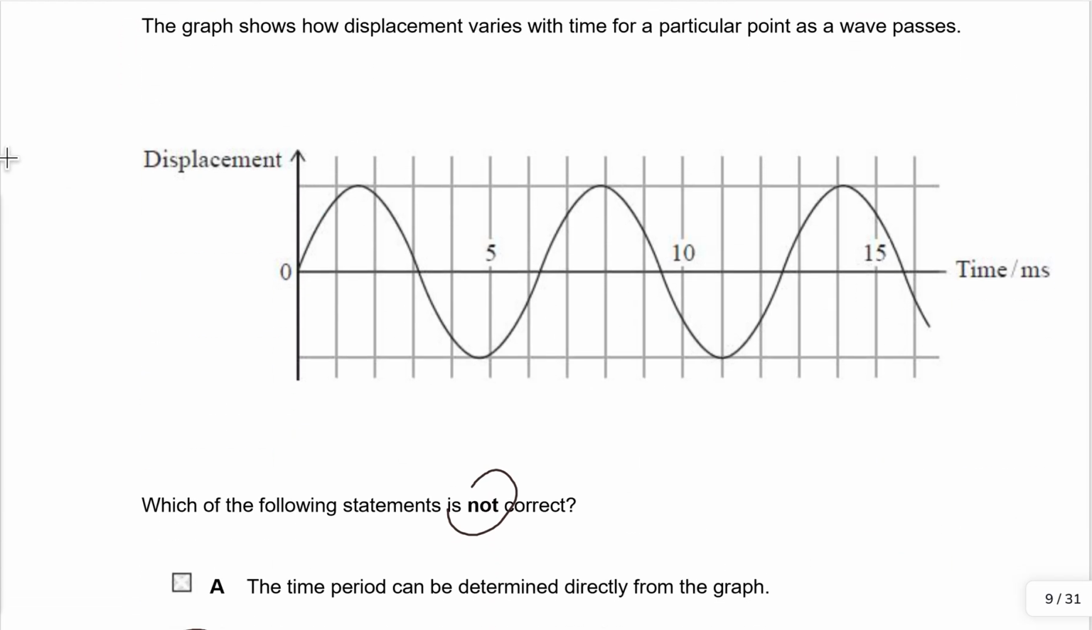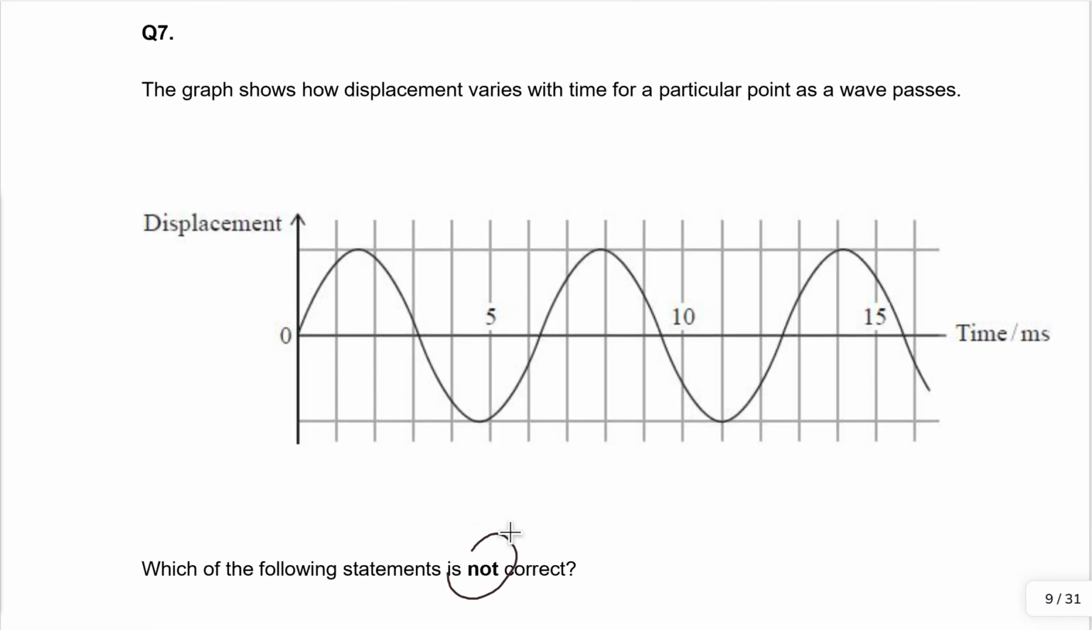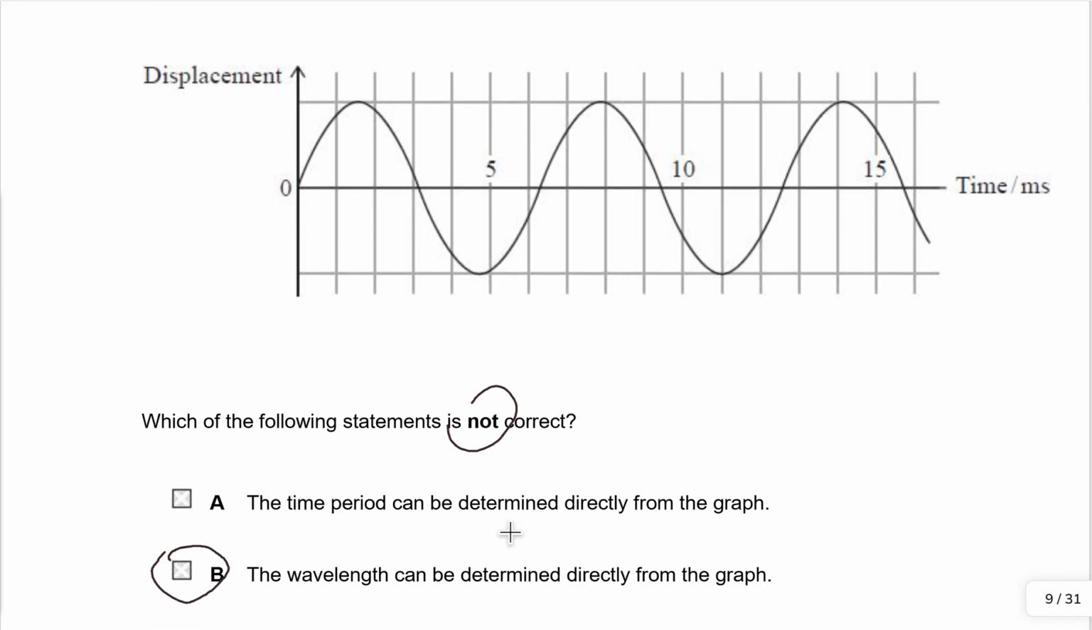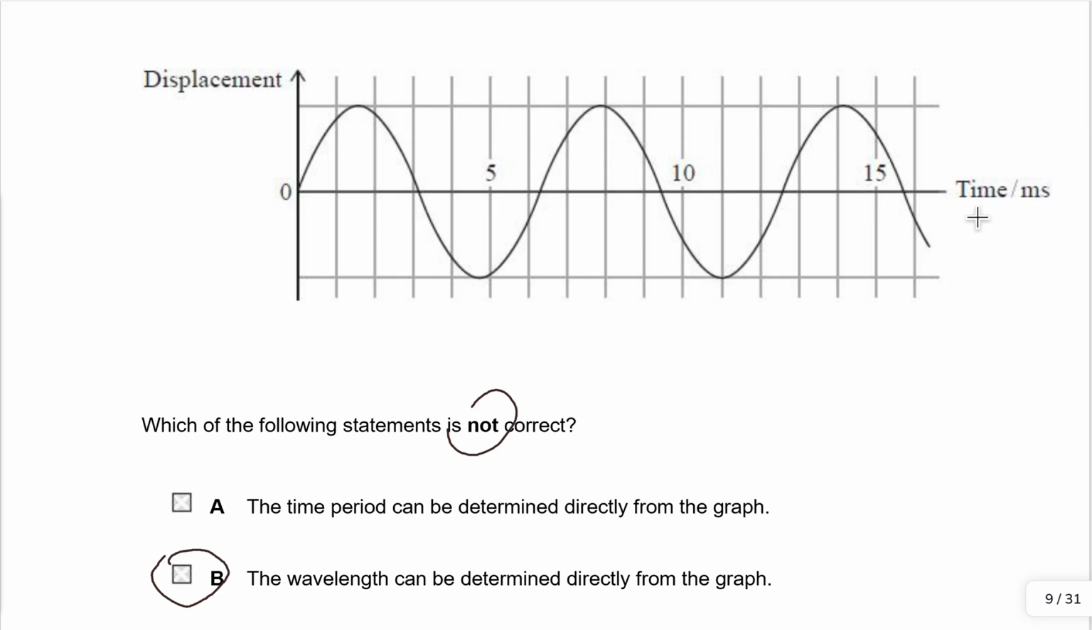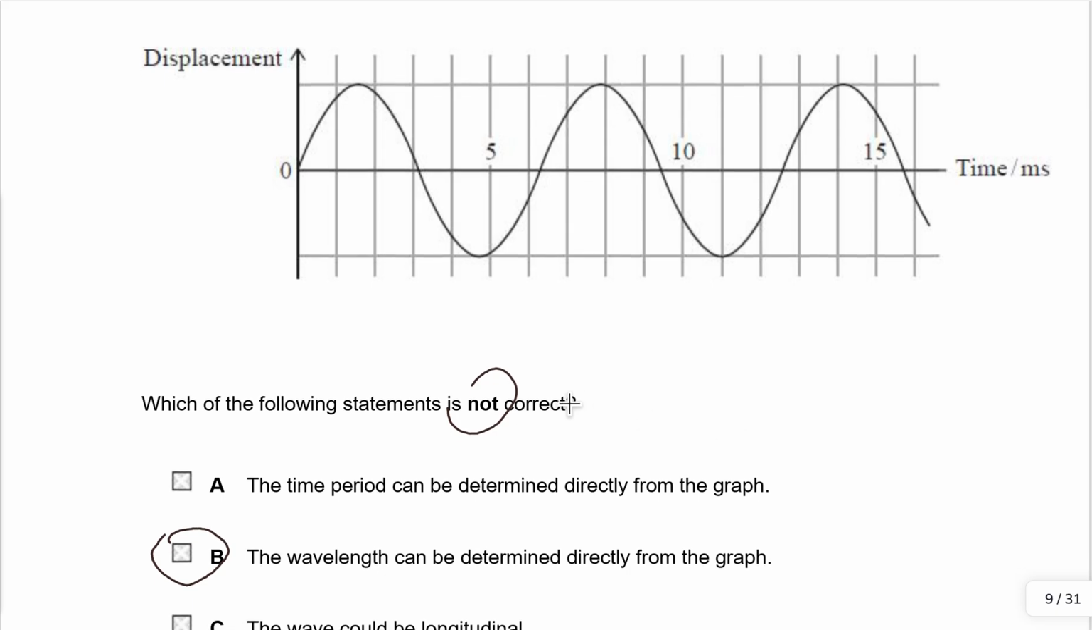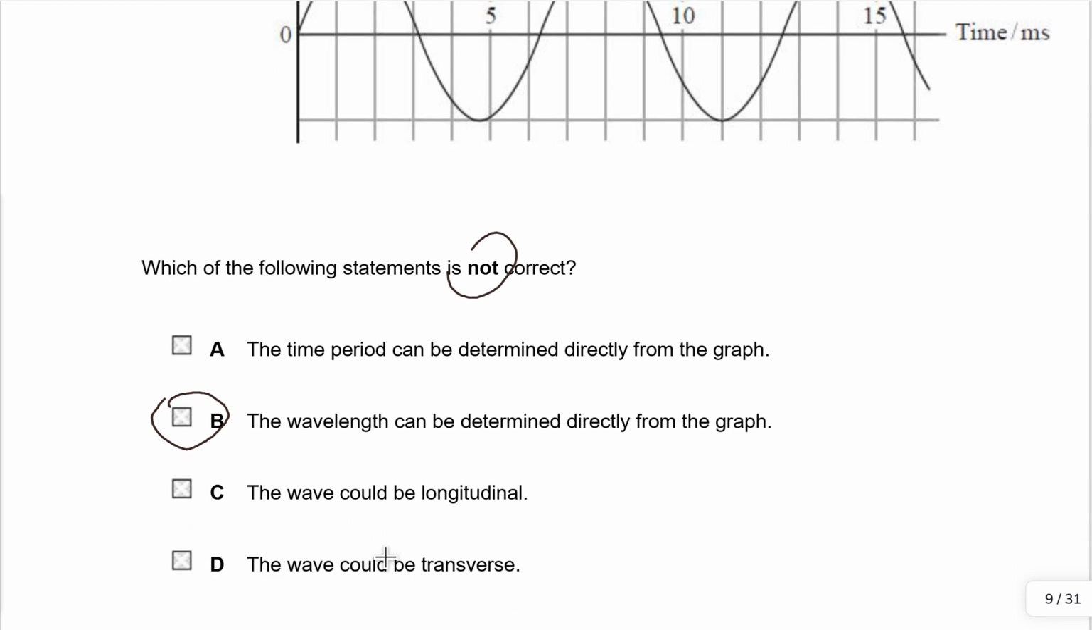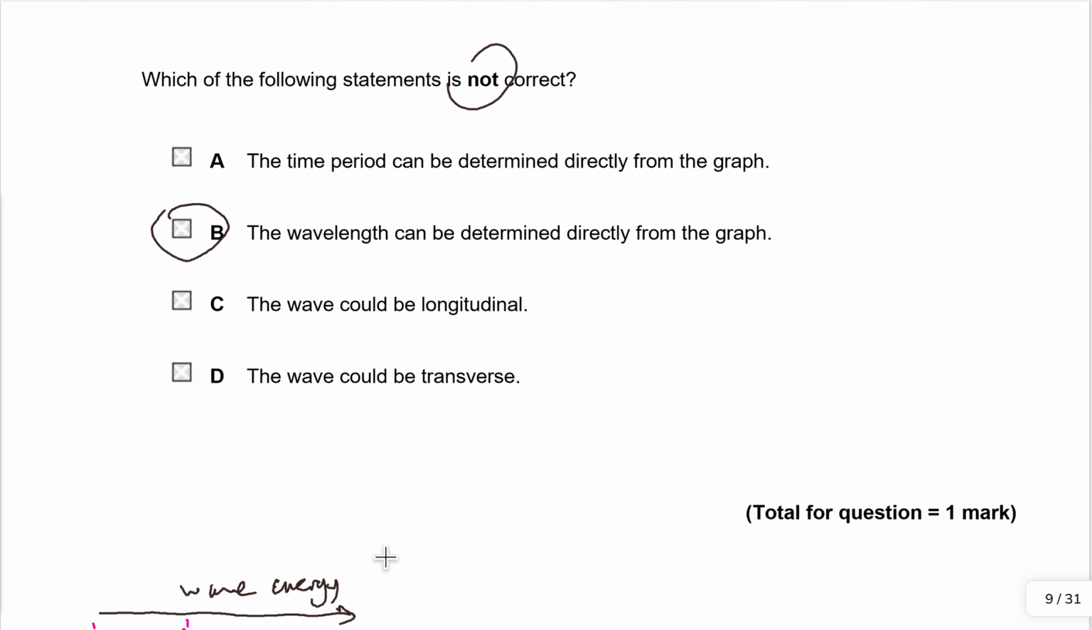Question 7, this is a displacement time graph. Which of the following statements is not correct? Now time period, we can clearly see that we've got time, and then we can find the time period from either there to there or peak to peak, but it is measurable, that's correct. So we're looking for not correct. Now I'll go for C and D before I talk about B.